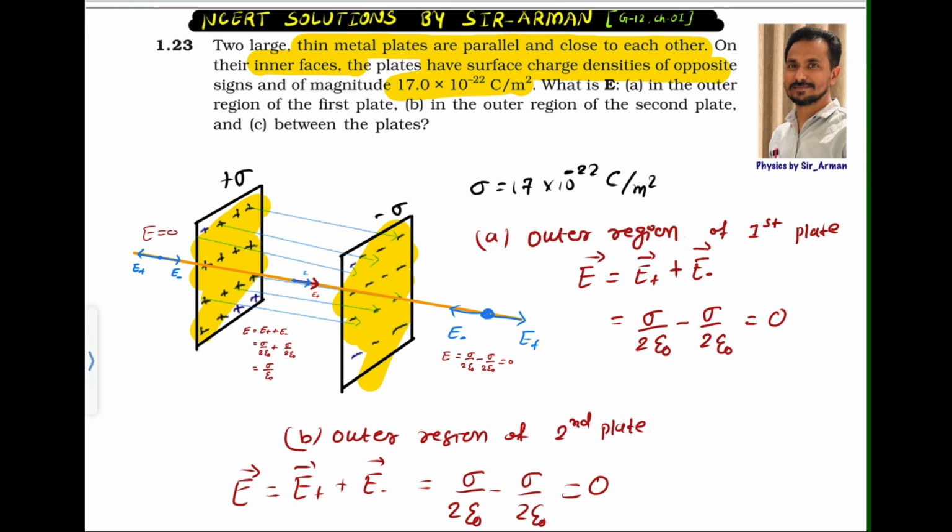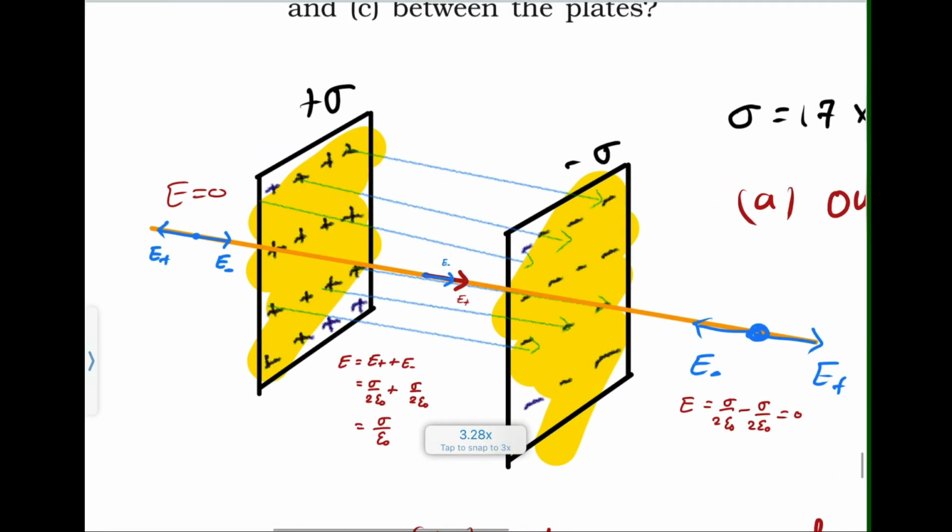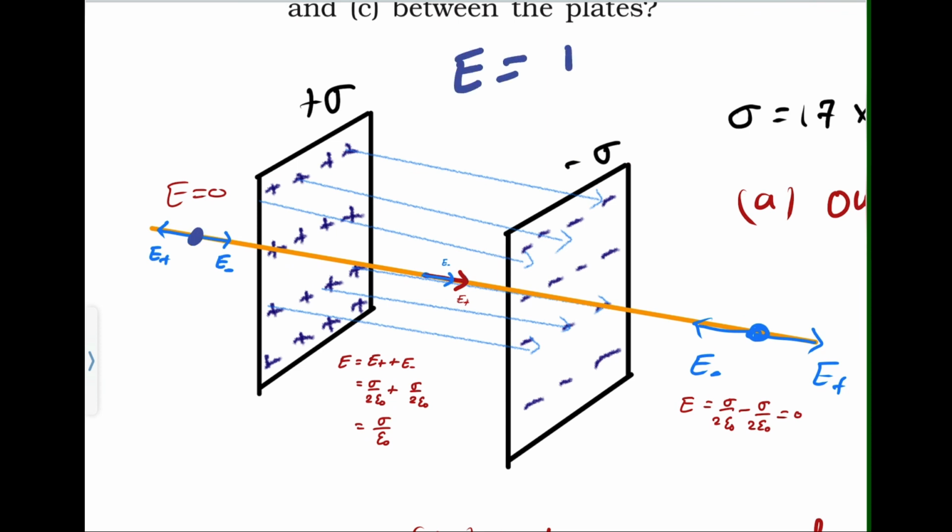What is E? So we have to find the electric field at three different places: one in the outer region of the first plate, one in the outer region of the second plate, and one between the plates. So here, this is a topic of the textbook. The electric field due to a plate is given by E is equal to sigma by 2 epsilon naught due to a single plate. So it does not depend on the distance.